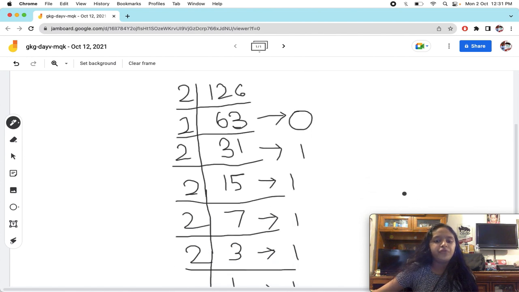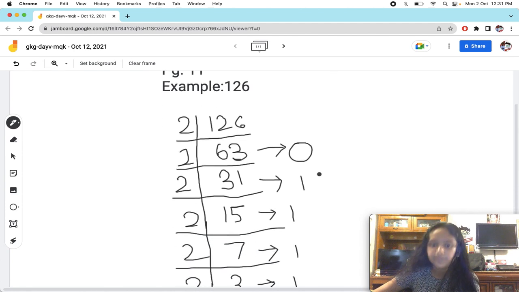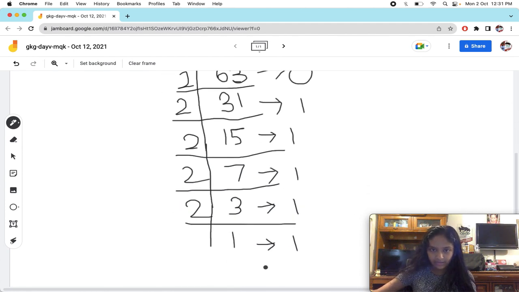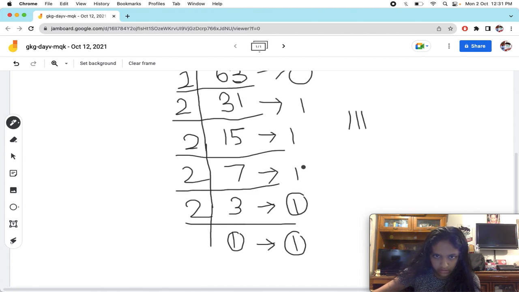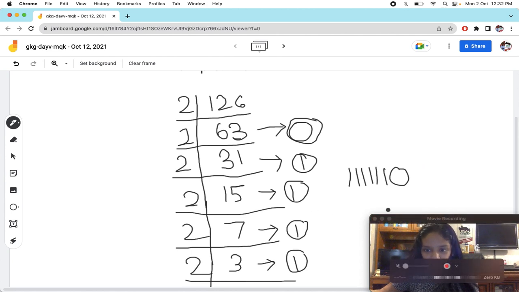So you might be thinking, after dividing, what have we got? We did not get the binary form of 126. So we have to write this upside down. These remainders are the binary form, right? So here we'll write 1, 1, 1, first this one, then this one, then another one, then another one, then another one. I just left a space here by mistake, so I'm just gonna write the 1 here, and then 0. So this is the binary form of 126.